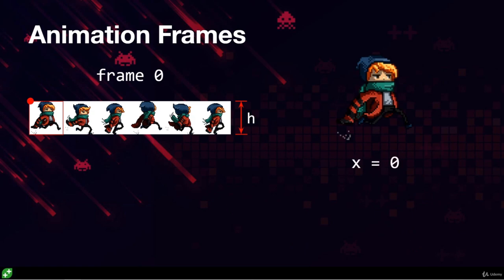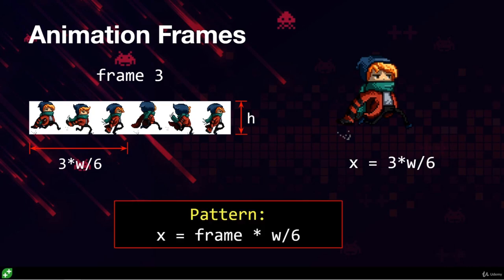At frame 0, the x value is going to be 0, because we want our rectangle's upper left coordinate to be the upper left coordinate of the sprite sheet itself. At frame 1, we're moving the rectangle over by the width of a Scarfy sprite, so x is w divided by 6. At frame 2, x is going to be 2 times w divided by 6, and at frame 3, it's 3 times w divided by 6. So we're starting to see a pattern here, and the pattern is the frame times w divided by 6.